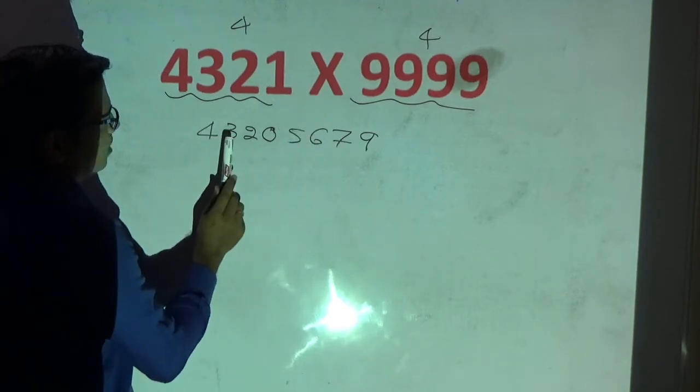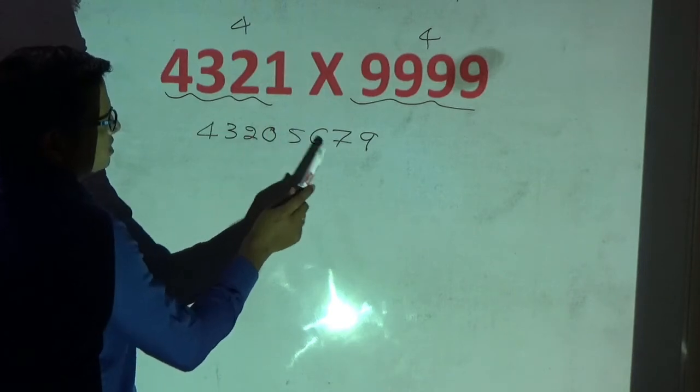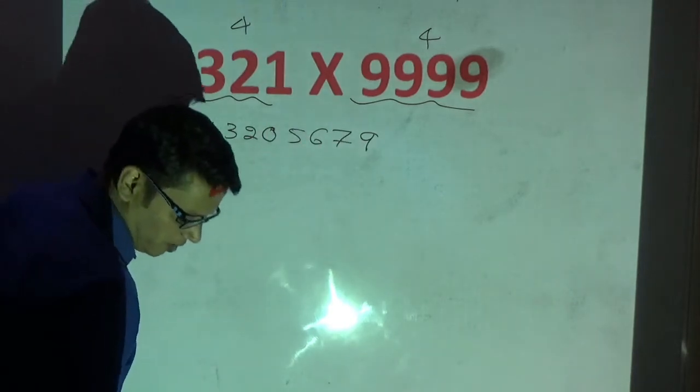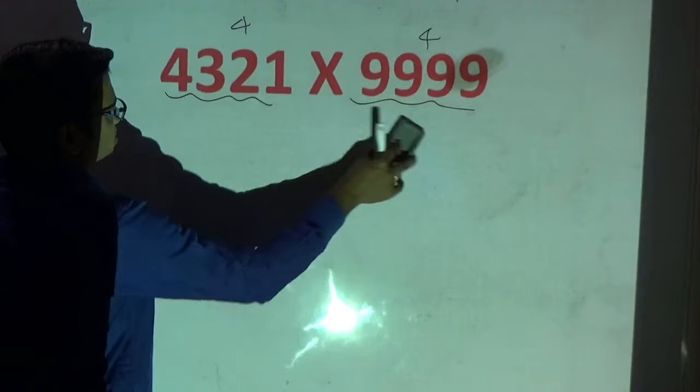9 minus 4 is 5, 9 minus 3 is 6, 9 minus 2 is 7, 9 minus 0 is 9. Okay, hope you have understood. I will explain this one more time, please observe.